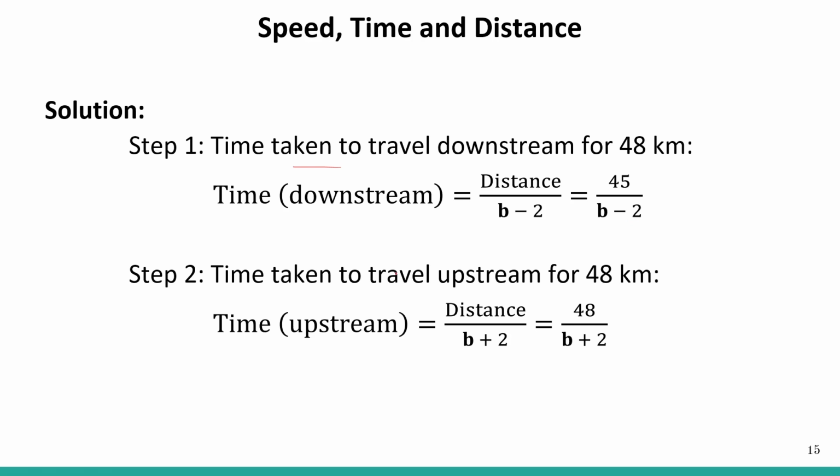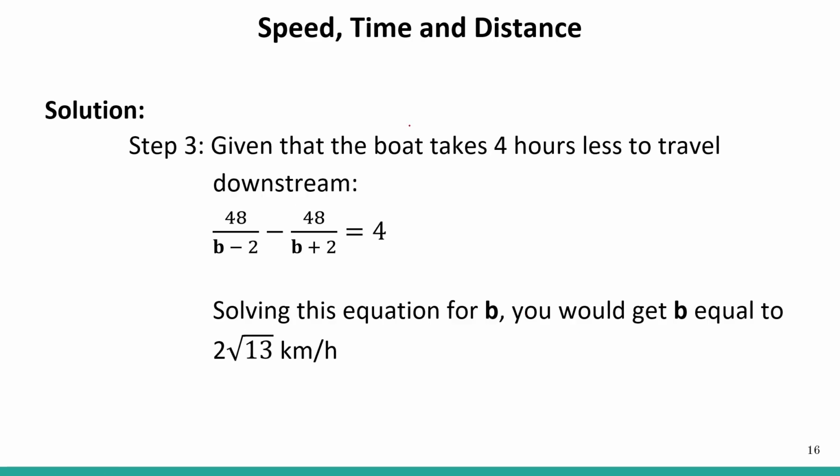Okay, so time taken to travel upstream for 48 km will be what? Time upstream is equal to distance by B plus 2, because from B minus 2 and B plus 2 there is a difference of 4, and it is told to us that their difference is 4 hours. Okay, so 48 by B plus 2. So given that the boat takes 4 hours less to travel the downstream, so subtracting these two, what we are left with is 4. Okay, this must be the case.